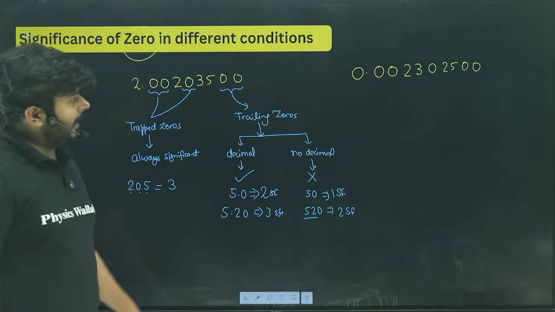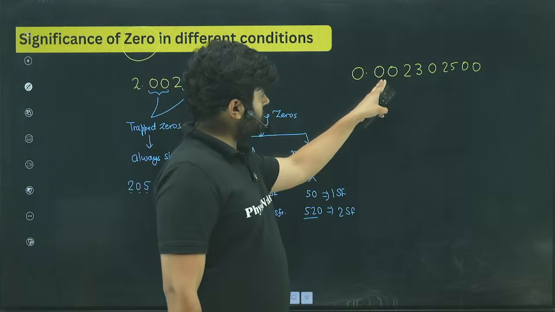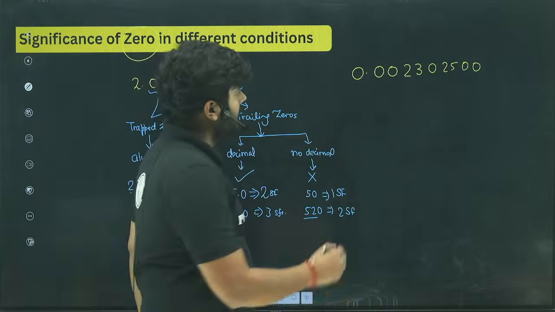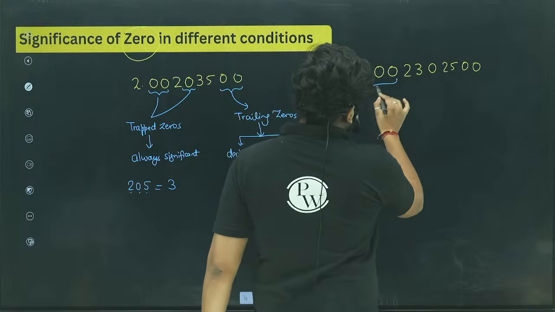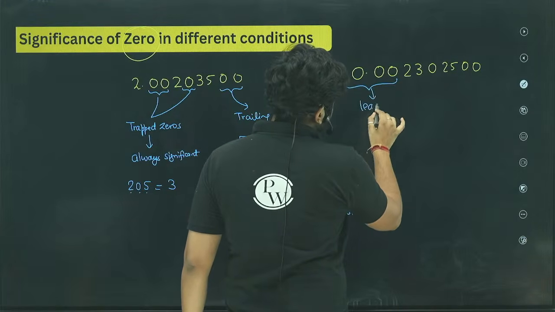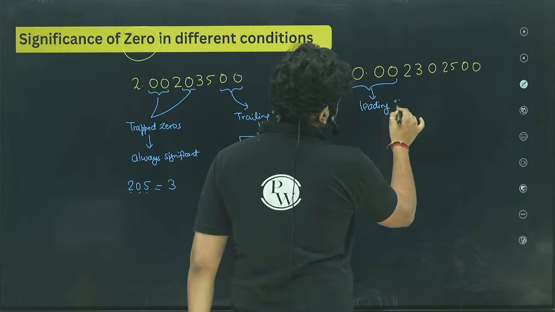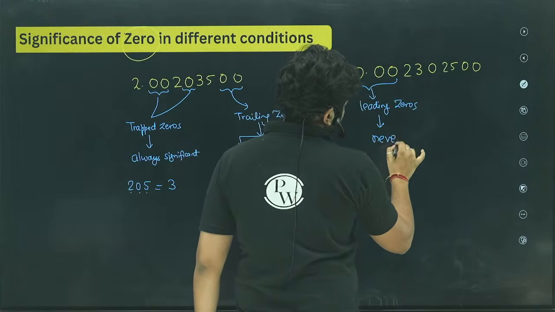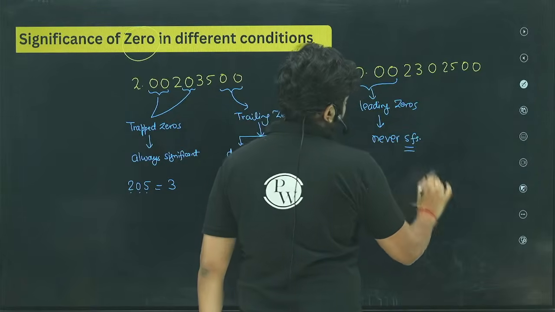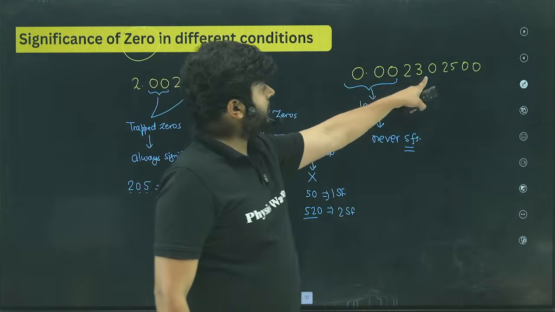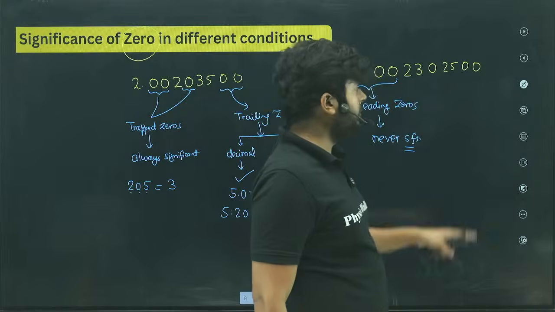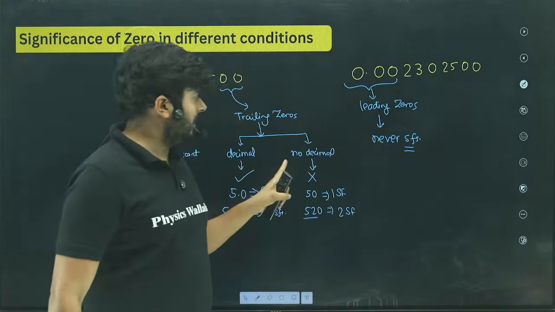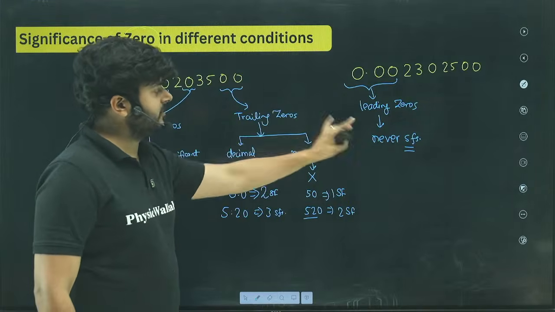Now if there are zeros and before those zeros there is no non-zero number, all these zeros are called leading zeros, and leading zeros are never significant. This 0 is a trapped 0. These are trailing zeros after the decimal, so they all are significant over here. But these are leading zeros and they are never significant.